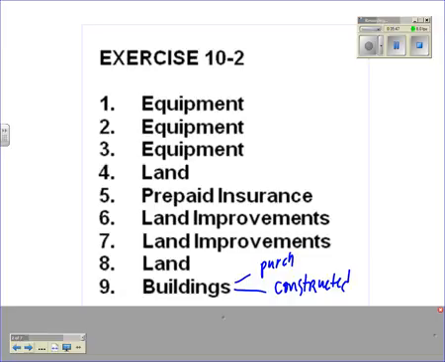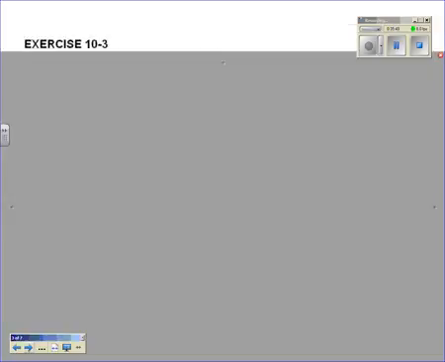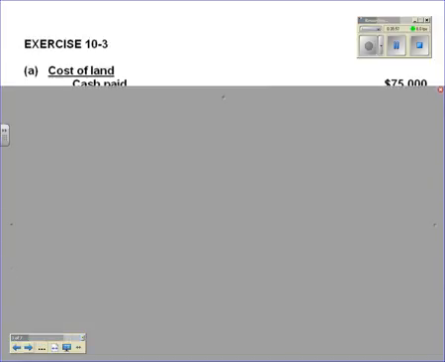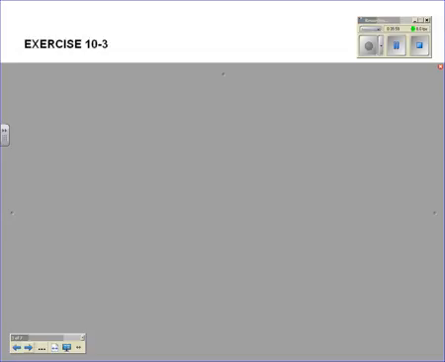Okay, let's go on to the third one of the day. It's starting to get a little bit repetitive. Let's see what this one has to say. On March 1st, Westmoreland Company acquired real estate on which it planned to construct a small office building. So they bought land. Is that assumable land? The company paid $75,000 in cash.